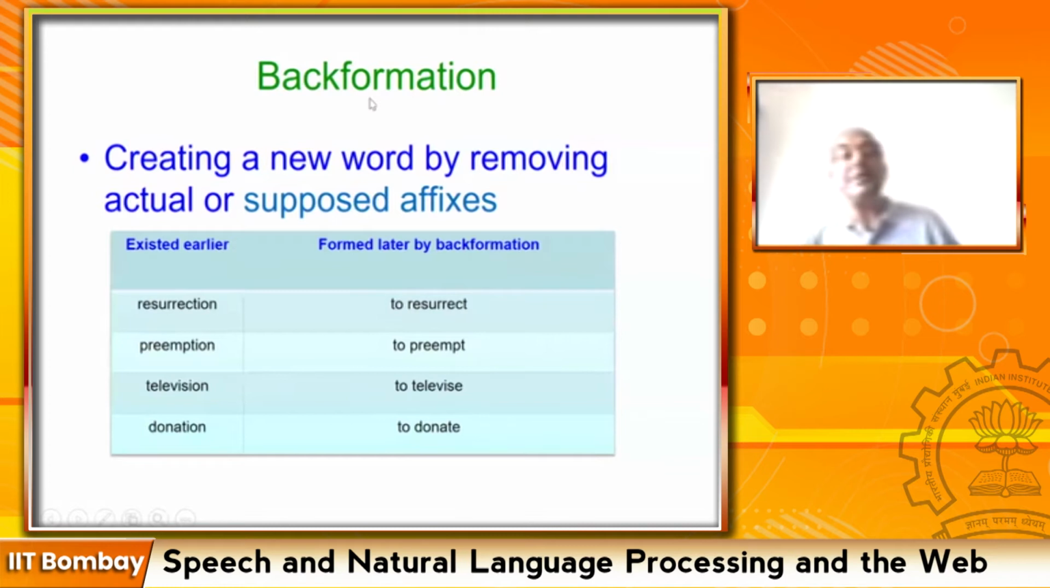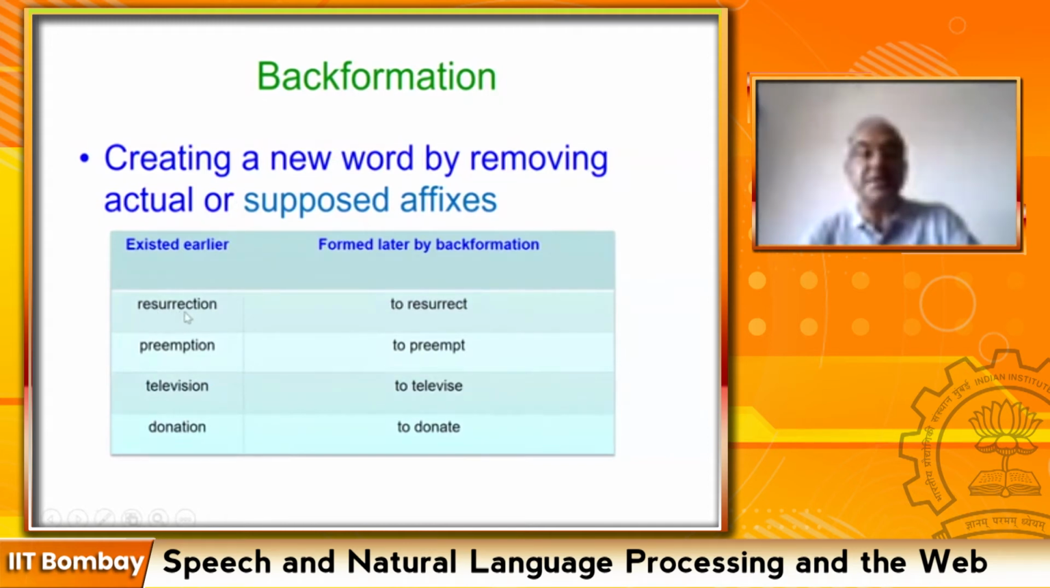An interesting phenomenon is called back formation. Sometimes we think, by looking at a longer word, that it has been created out of a smaller word, but it is not always the case. Resurrection, for example, is not a new formation. Resurrection existed before. From that, English created the smaller word resurrect. Preemption existed before. Preempt came later. Television existed before. Televise came later. Donation existed before. Donate came later. So this is called back formation.